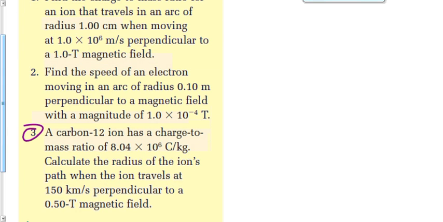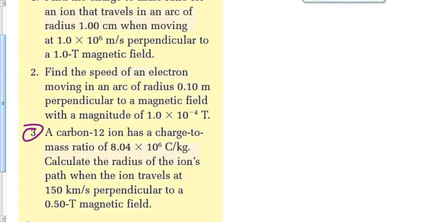Number 3 says a carbon-12 ion has a charge-to-mass ratio of 8.04 times 10 to the 6. Firstly, this is not a cathode ray tube if it's a carbon-12 ion. Cathode ray tubes use electrons. Mass spectrometers work almost the same way as a cathode ray tube, but they use ions, like a carbon-12 ion. So you don't change what you're going to do, but understand that it's not truly a cathode ray tube, and you're not going to use data about the electron. You're going to use data about the carbon-12. It has a charge-to-mass ratio of 8.04.